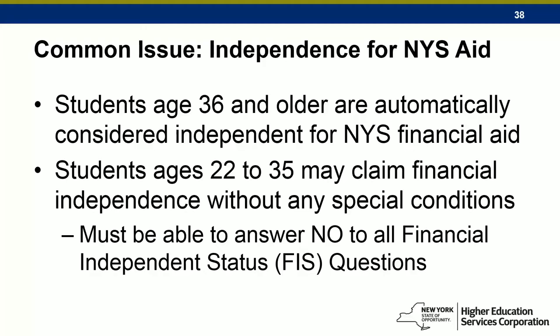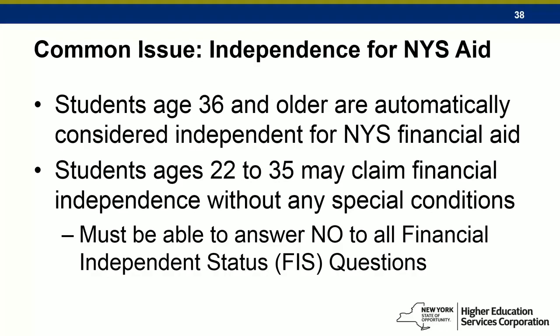I'm sure she's paying for some of my living expenses in order to apply for New York State aid. But if I'm 38 years old and I still live with my mom, then I wouldn't need her information when I'm applying for New York State because by age, I'll be independent. And that's going to conflict with FAFSA because students will call us all the time and say, well, FAFSA says I'm independent because I'm 25, but you're asking me for my parents' information.